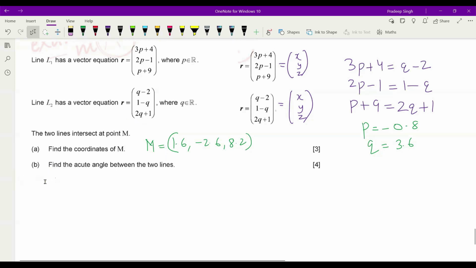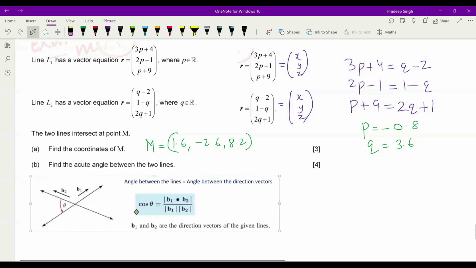Moving to part B, find the acute angle between the two lines. Let's revise the concept. How do we find angle between the two lines? We use the dot product principle. Angle between the lines is equal to angle between their direction vectors. So we need to identify what are the b1 and b2 vectors from these two equations.